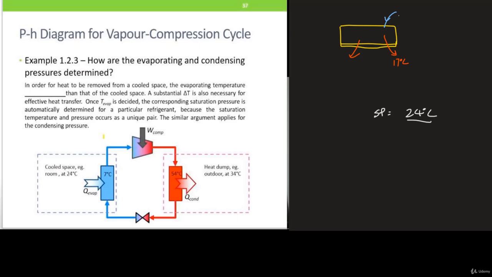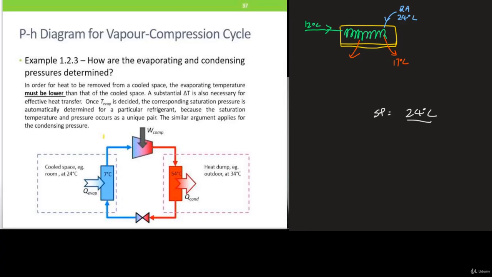So in order to have a low temperature room, your supply air has to be even lower, maybe at 16 degrees Celsius. So in order to get air at 16 degrees Celsius, what should the temperature of your refrigerant be? It has to be even lower. Your refrigerant temperature may need to be at around 12 degrees Celsius, such that it can bring your temperature from 24 degrees Celsius all the way to 17 degrees Celsius. So in order for heat to be removed from a cool space, your evaporating temperature must be lower than the cool space or the supply air temperature. So there must be a substantial delta T.